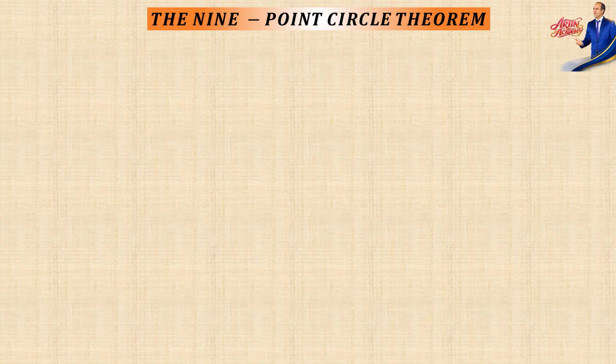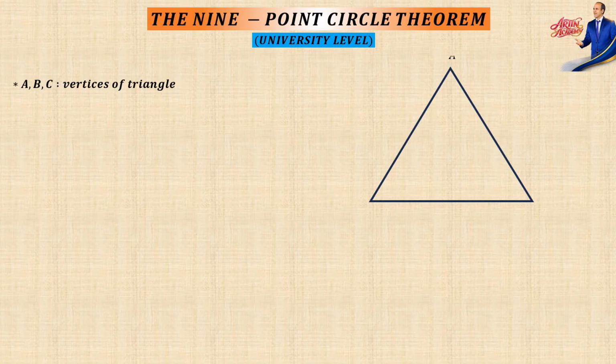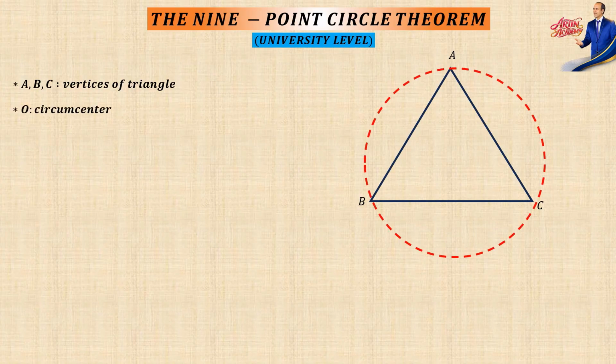The Nine-Point Circle Theorem. Complete proof inside the triangle. A, B, C vertices of the triangle. O circumcenter, the center of the circumcircle. H orthocenter. H sub A, H sub B, H sub C feet of the altitudes.